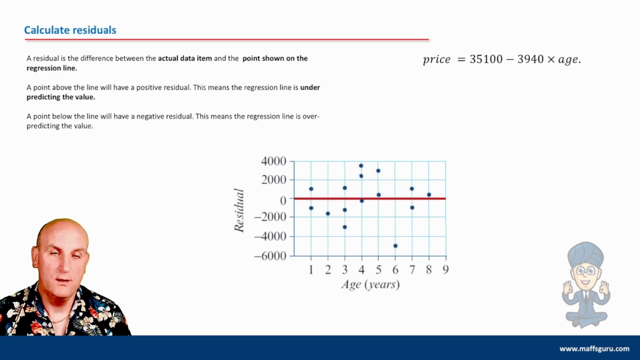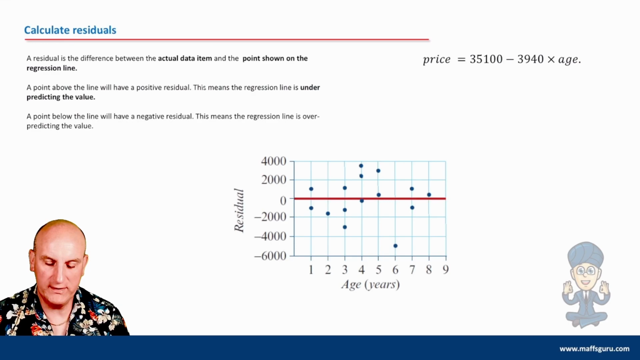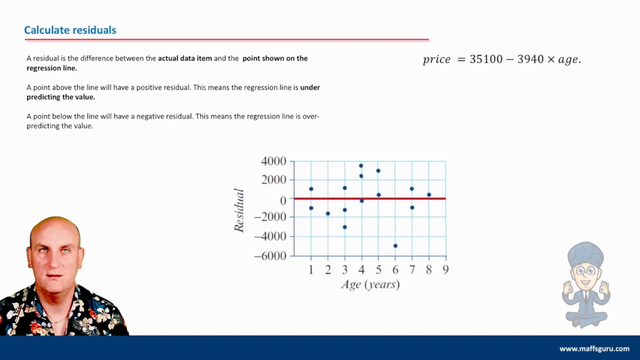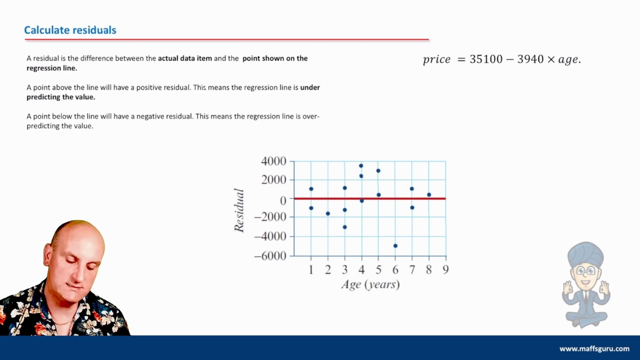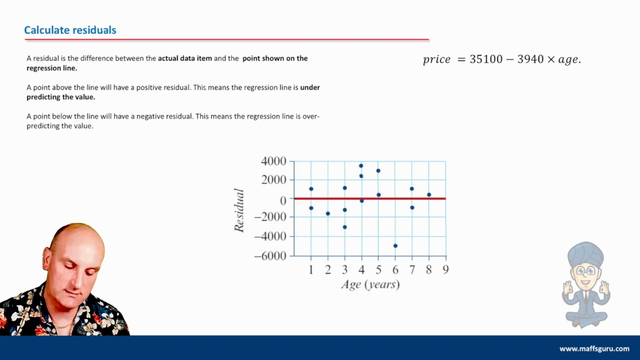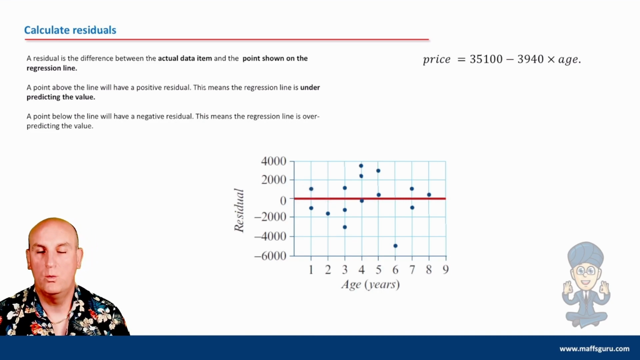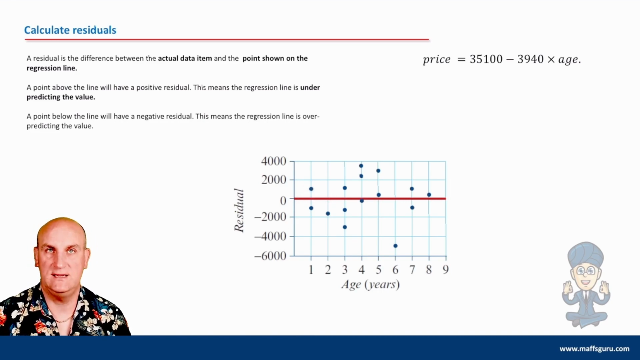Now, if a point is above the line, it has a positive residual. If it's below the line, it has a negative residual. Now, a positive residual basically means that the prediction is underestimating, right? So in this situation, our actual data point was here. Our prediction was here. So for this point here, our prediction would have been an underestimate.